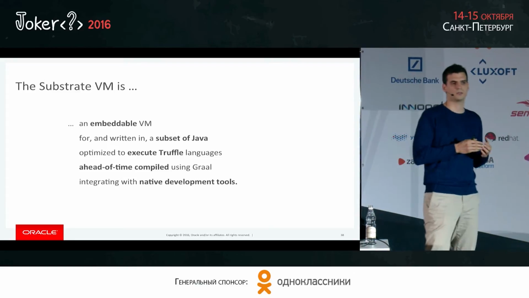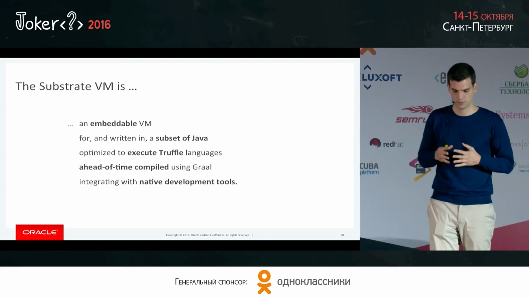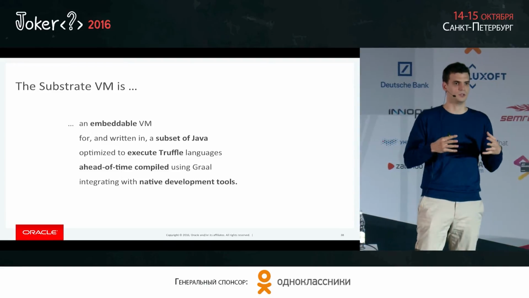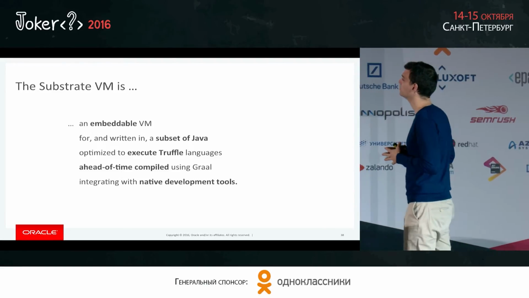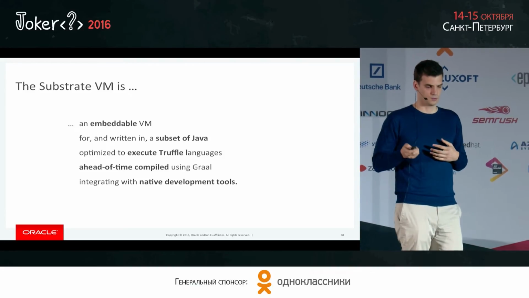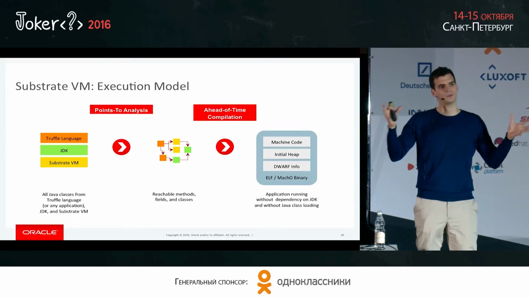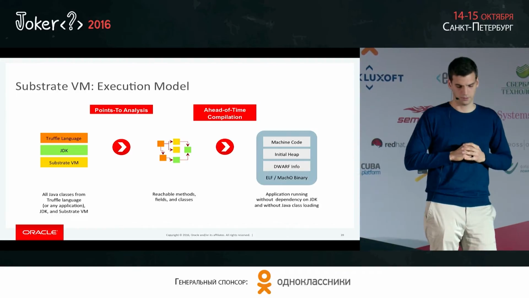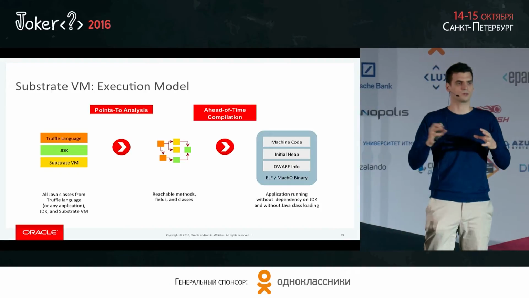All of the Java is, instead of JIT compiled, ahead-of-time compiled into native code using Graal as well. It is integrated with native development tools, so you can use GDB and other tools for debugging. And finally, it's optimized to execute all of the Truffle languages. So what does Substrate VM do? You take all the languages you have, so all the interpreters, the JDK, the Graal compiler, and the Substrate VM itself that is written in Java. You take a garbage collector and so on.